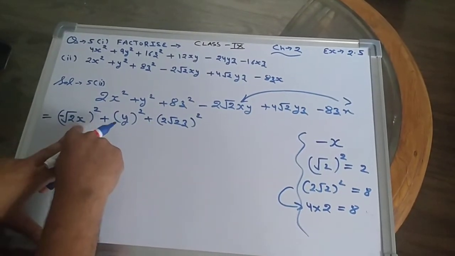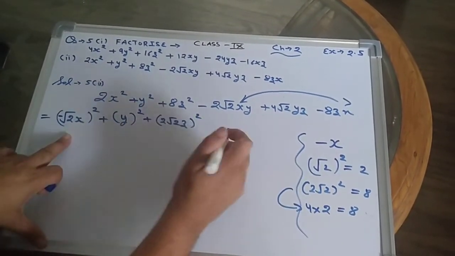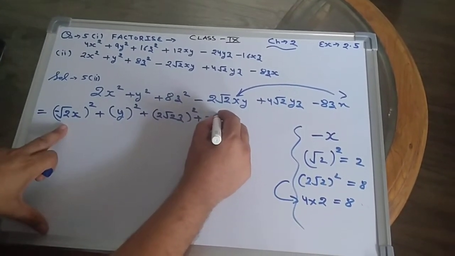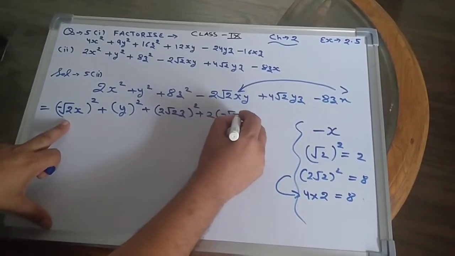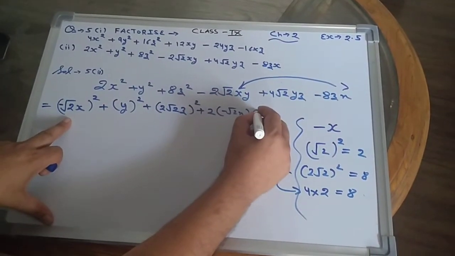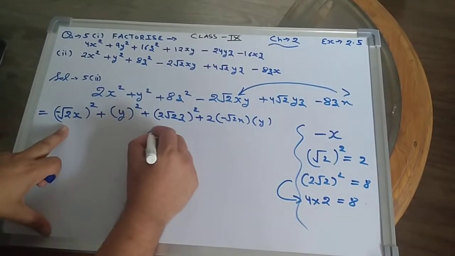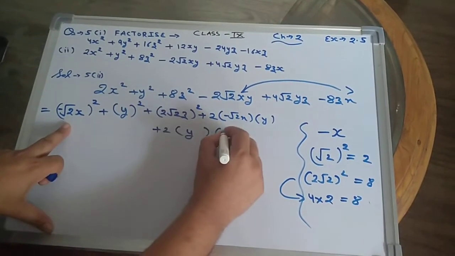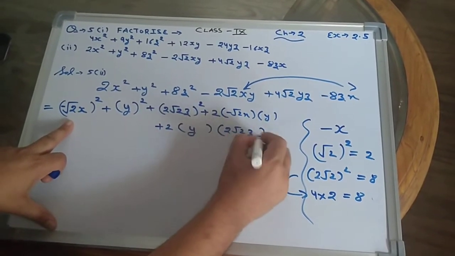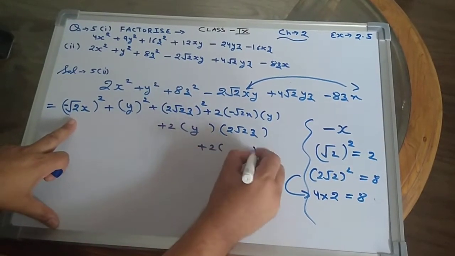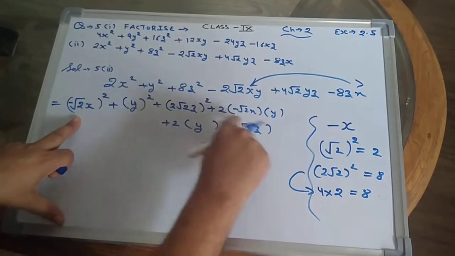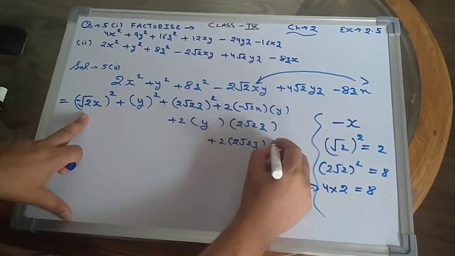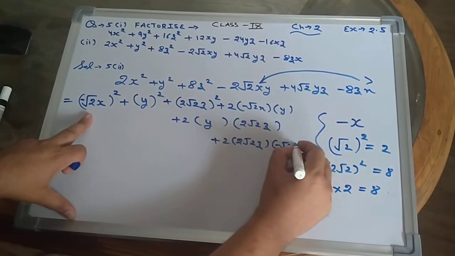Now you can write it as A square plus B square plus C square plus 2AB. Again you have to write 2BC, B is our Y and C is our 2 root 2Z, plus 2CA, C is our 2 root 2Z and A is our minus root 2x.